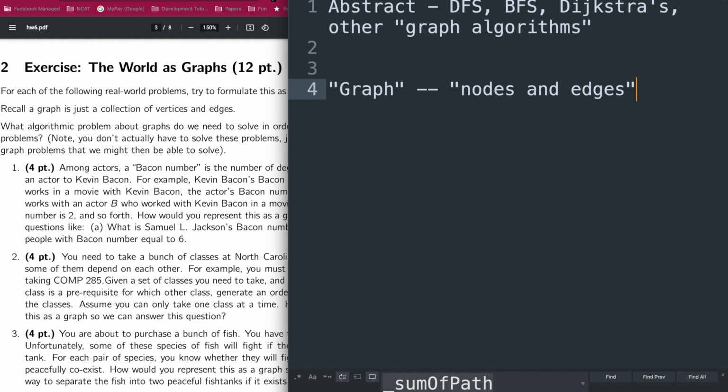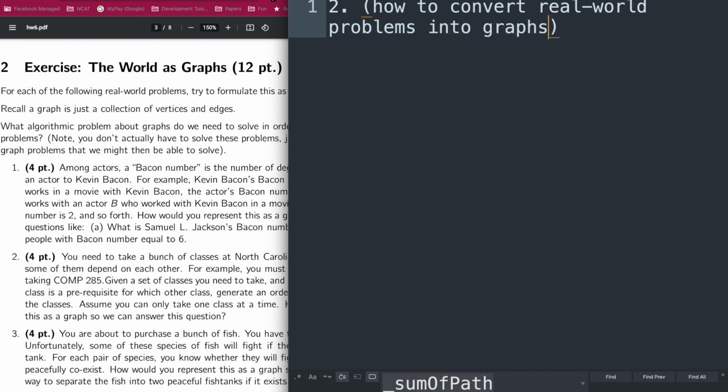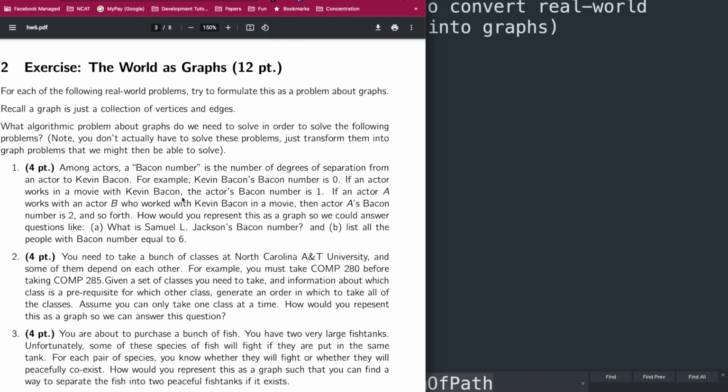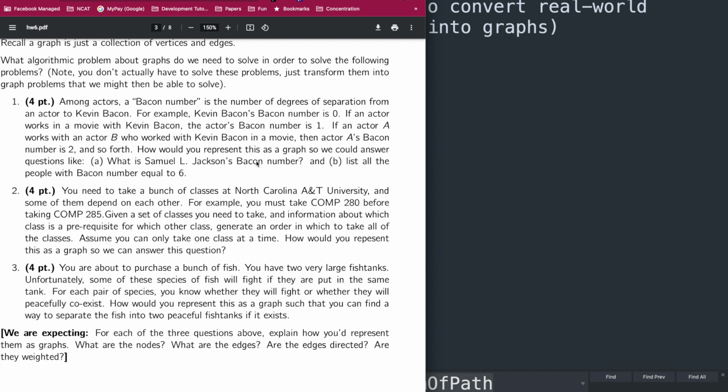So a lot of the interesting problems that you would solve in the real world aren't immediately graphs. You have to convert them into graphs. So that's what exercise 2 is going to be looking at: how to convert real world problems into graphs, so then you can use the graph algorithms you're learning to actually solve these problems, right? And some of these we sort of covered in lecture, so I won't spend too much time on these.